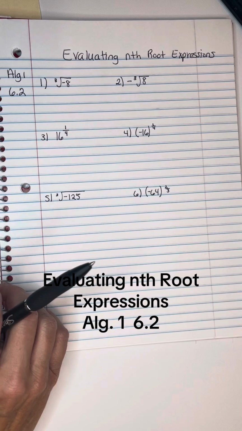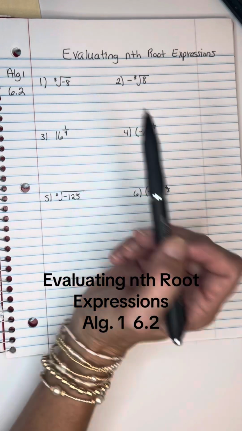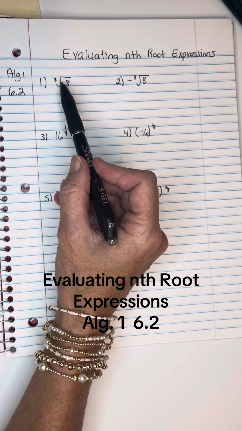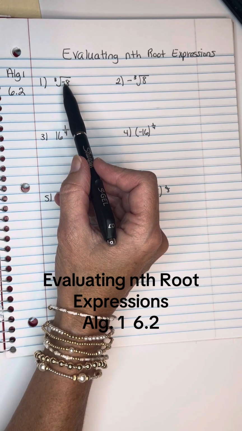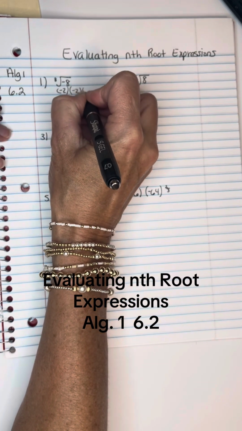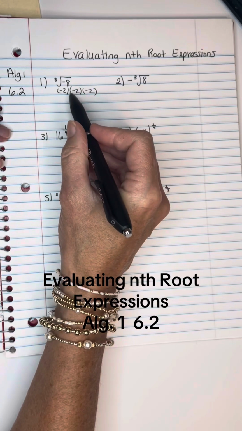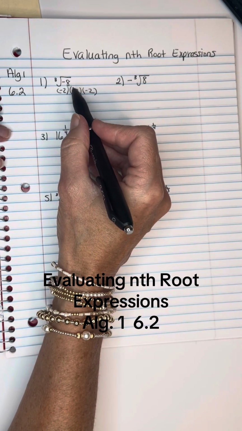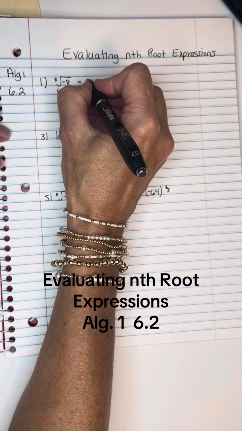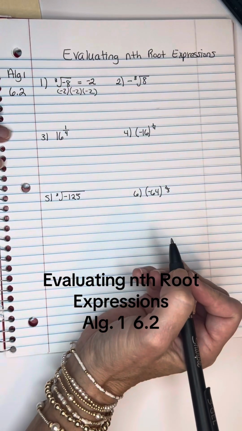So let's start with this problem right here, the cube root of -8. All right, we said if the index is odd, you can have a negative under the radical sign. And this means what times itself 3 times gives you -8. So that's -2 times -2 times -2. -2 times -2 is 4, and 4 times -2 is -8. So the answer to this would be -2.